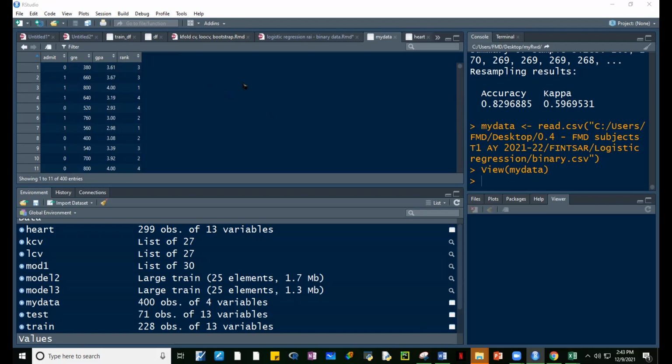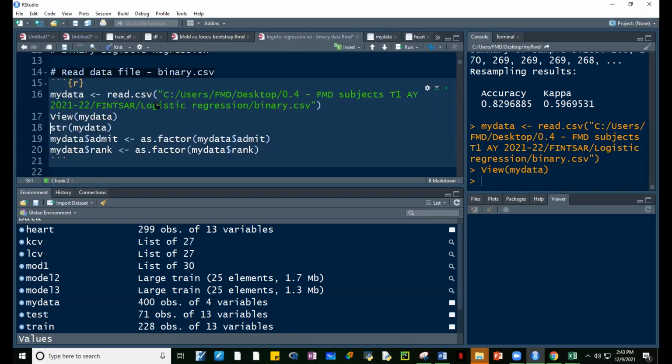Okay, kindly chat please if you have this ready already, the data. Okay, how about the rest, guys? Okay na ba? Ready na yung data natin na were you able to import the binary CSV?